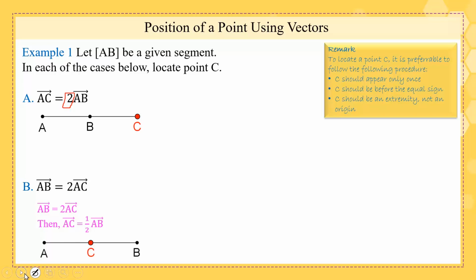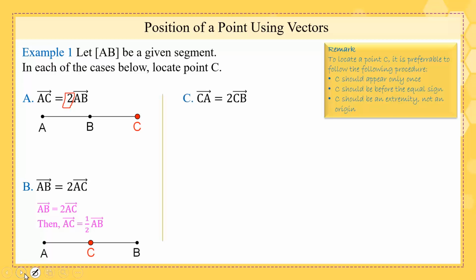Here AC equals half AB. You notice that the sense and the direction of the two vectors AB and AC are the same, but the magnitude of AC is half of the magnitude of AB, so you notice that C is the midpoint of AB.